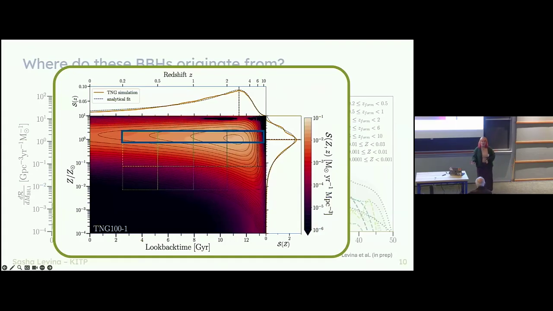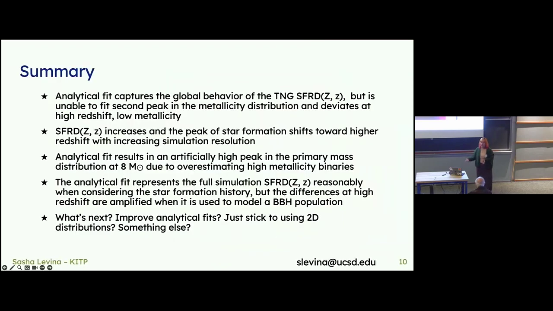This is something that could be affecting the populations that we are modeling. And so, to raise some questions of where to go from here, there are, of course, as we heard from the previous talk, other ways of modeling SFRDs. I would love to hear thoughts about where to go next, whether analytical fits are even worth trying to improve, or it might be better to stick to more detailed ways of modeling SFRDs for these purposes. Great, thank you.